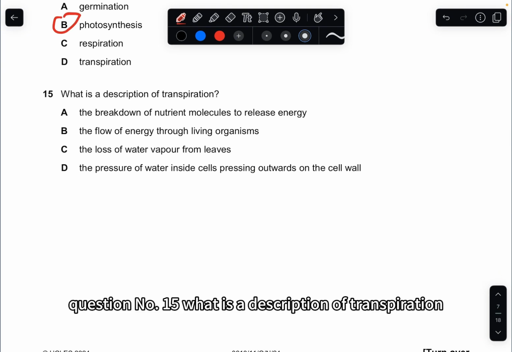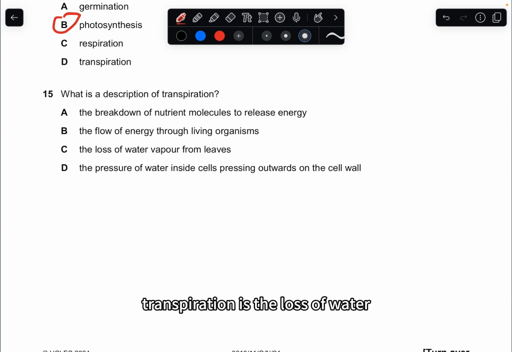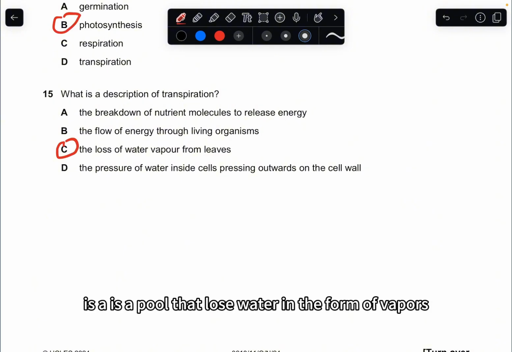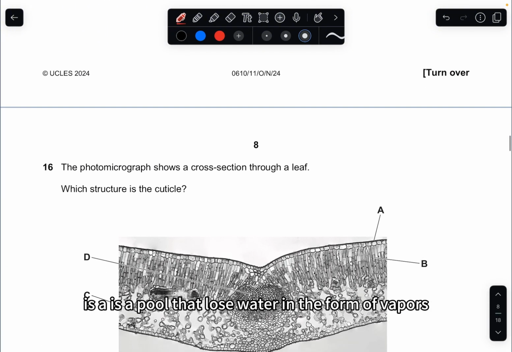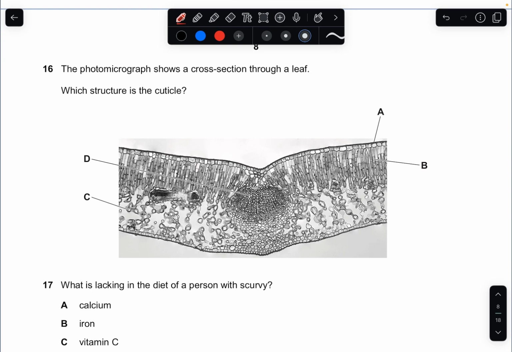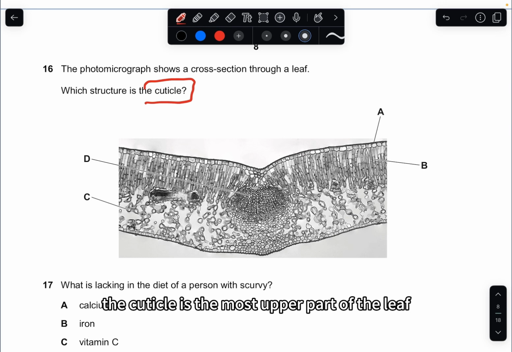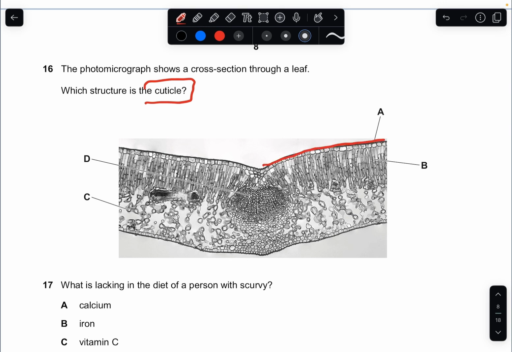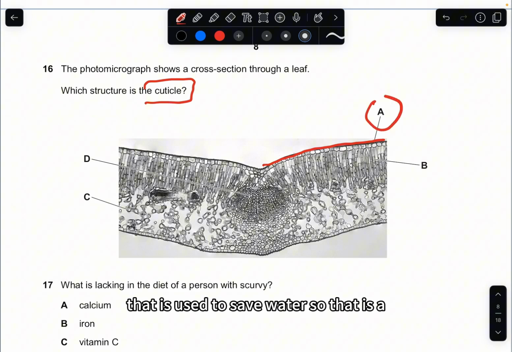Question number 15, what is a description of transpiration? Transpiration is the loss of water from leaves. It is a plant that loses water in the form of vapor. Question number 16, which structure is cuticle? The cuticle is the most upper part of the leaf that is used to save water. So that is A.